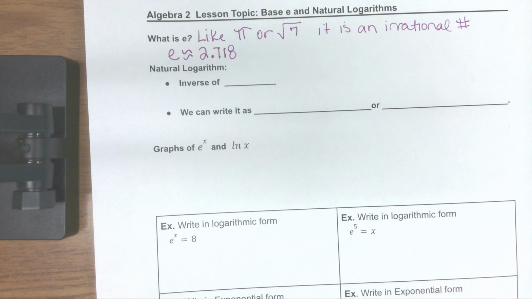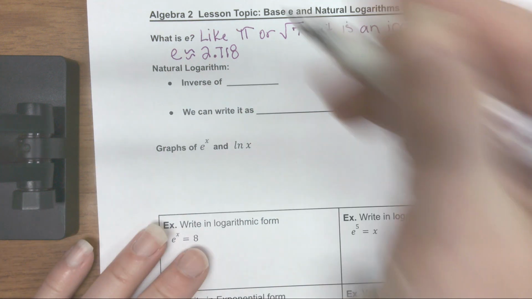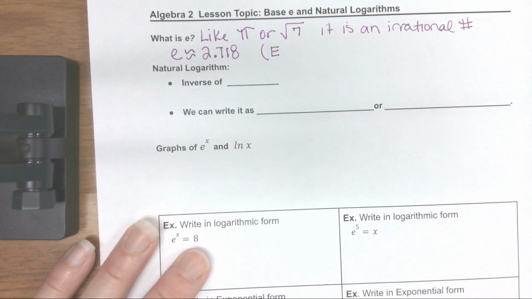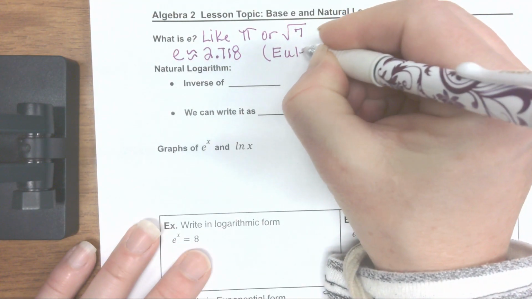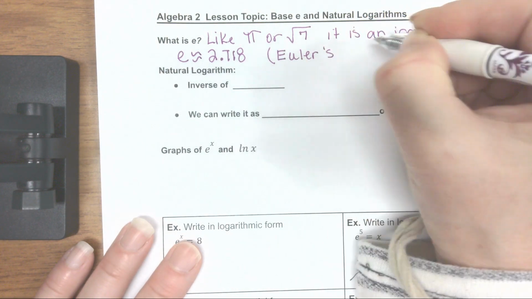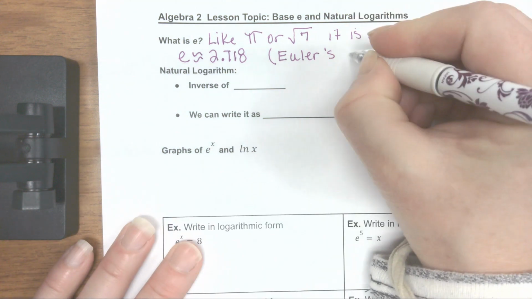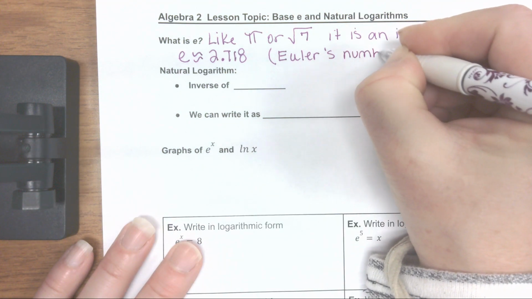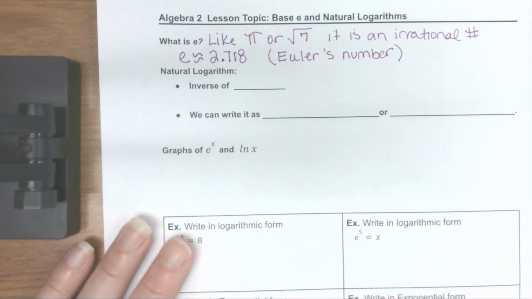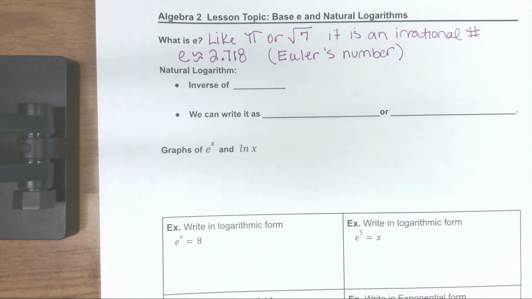E is actually named after a mathematician, it looks like Euler. It's actually Euler. It's called Euler's number because he was the one who discovered it. You don't need to know that for what we do today.